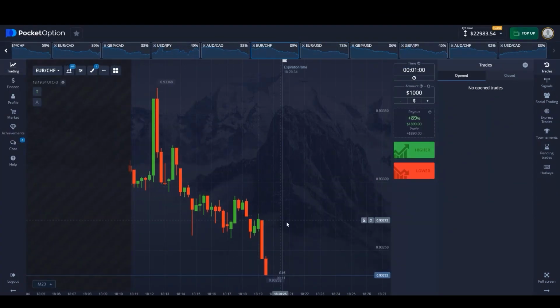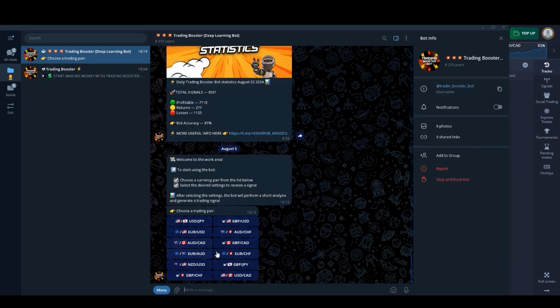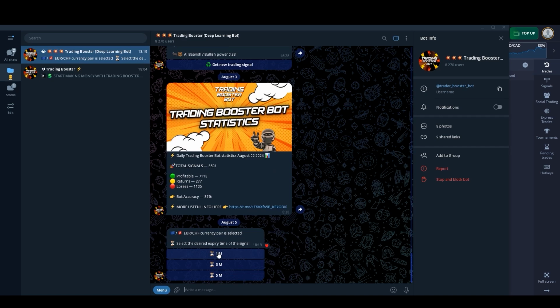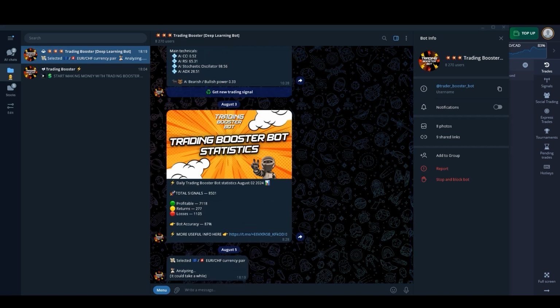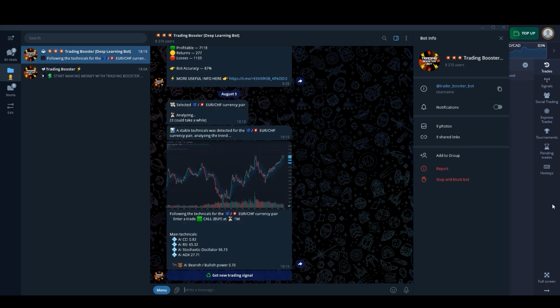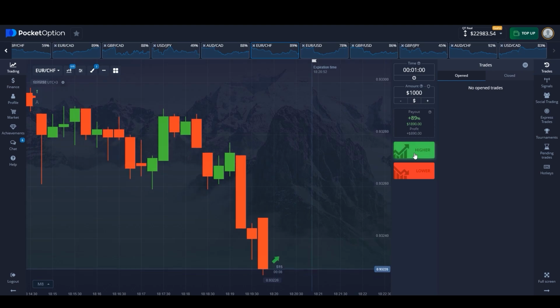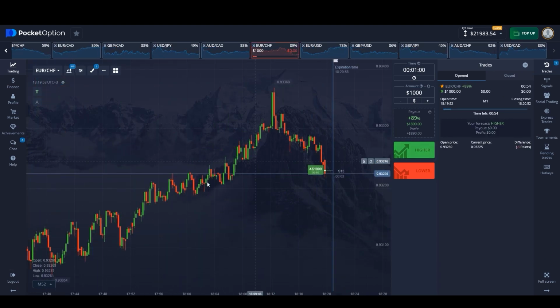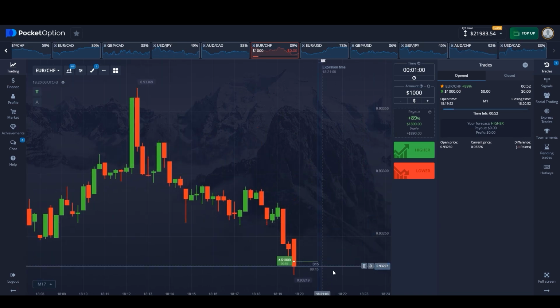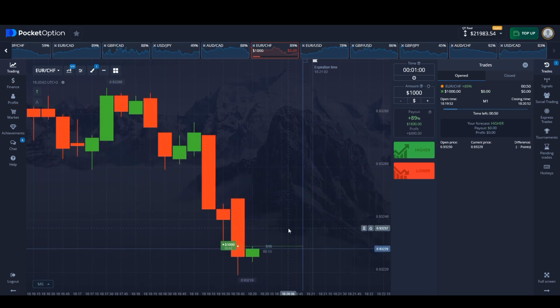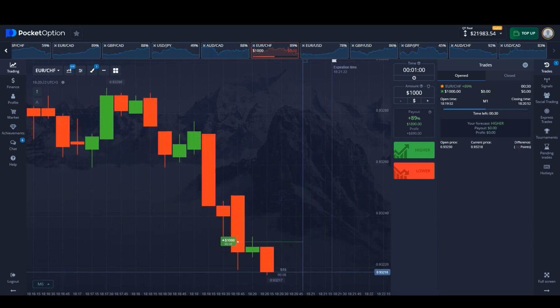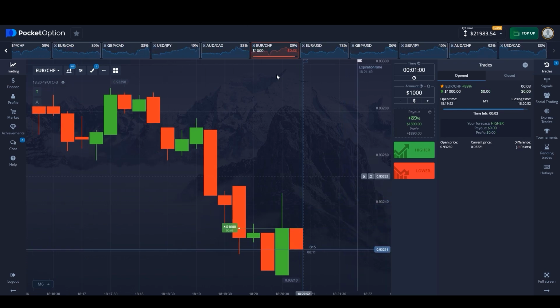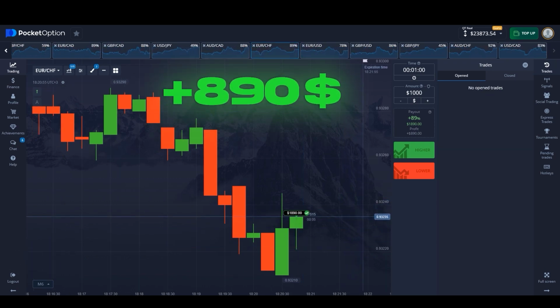The next pair, Euro Swiss franc, I choose this currency pair in the bot. The expiry time is also 1 minute. And I get a buy signal. Right from here I open a buy trade. As you can see, there is a good upward movement, so you can expect a continuation of the uptrend on this currency pair. Very risky deal, but it closes in plus and brings me $890.